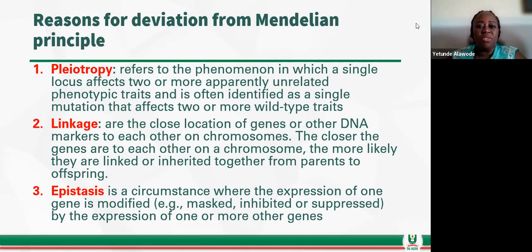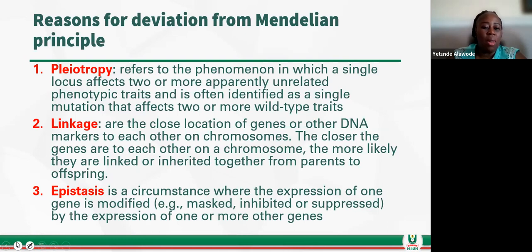So there are some reasons for this deviation from the ratio that we'll talk about. Three of the reasons are stated here. The first one is pleiotropy. The second one is linkage. And the third one is epistasis. So these are some of the reasons why there's a deviation from the normal Mendelian principle.